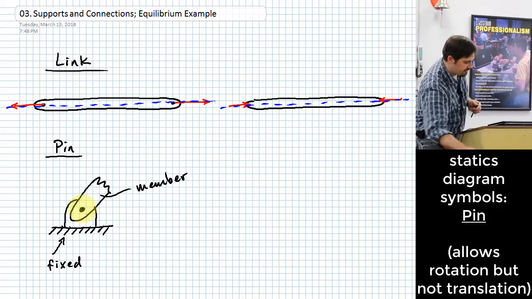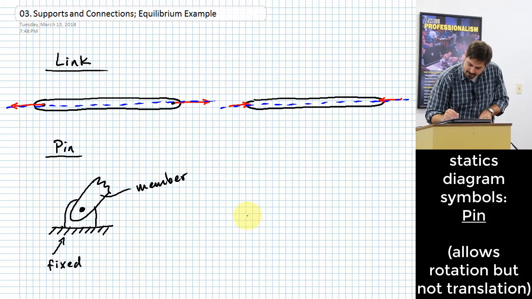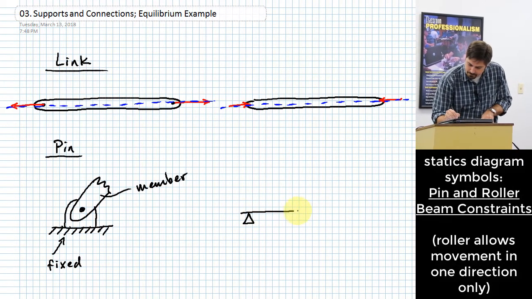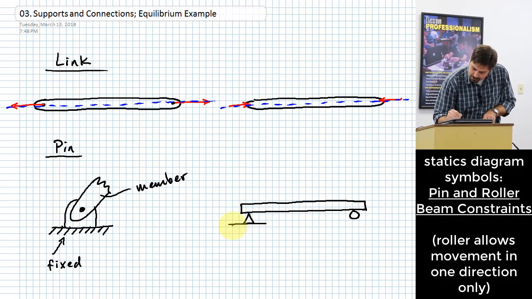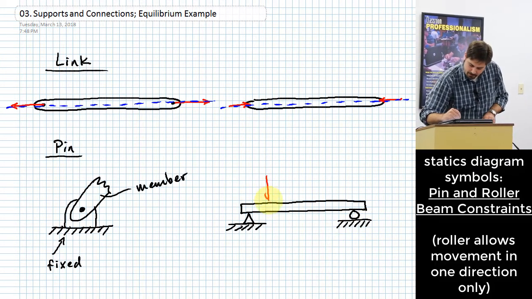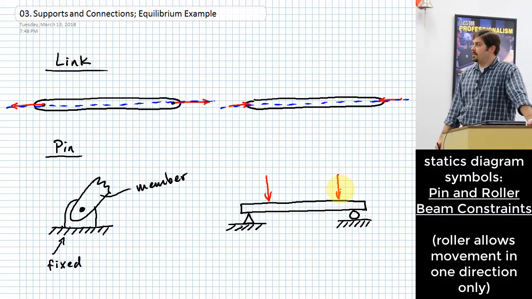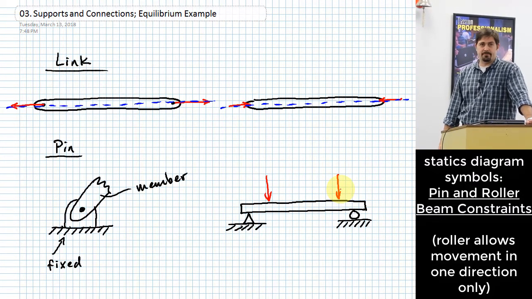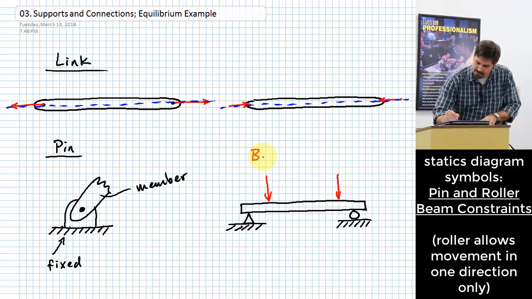Let me show you another symbol that you might run across a little bit later. You might see something that looks like this. Okay, where I put a little triangle over on one side and a little circle over on the other side, and then maybe we'll load that structure with some loads on it. All right, what do you think those symbols mean? Okay, this is, by the way, a beam.